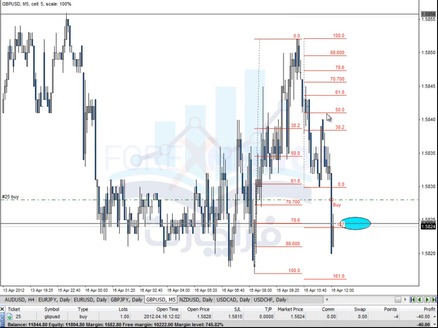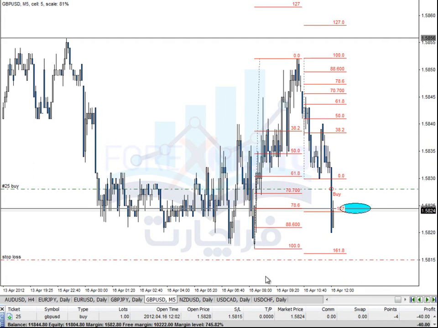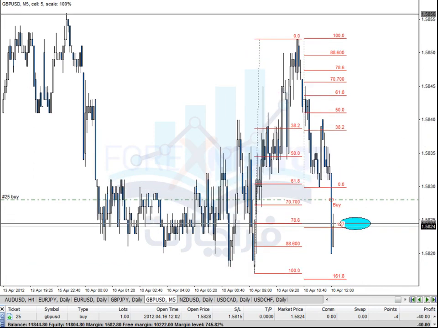Okay, so there's a spike down. Okay, limit order has been filled. The stop loss is below that low. If price runs that low, I don't want to be in the trade in terms of this pattern. So now we need to watch this.